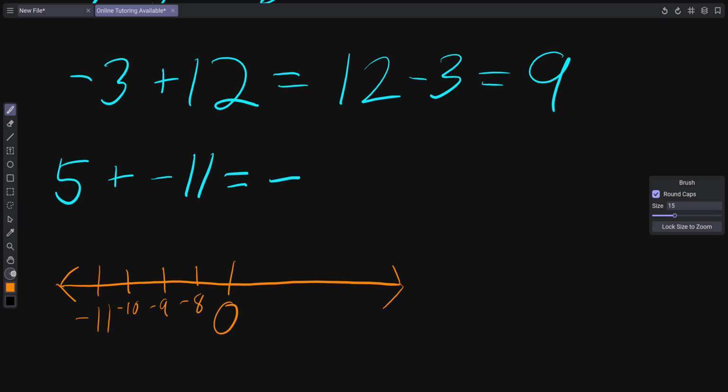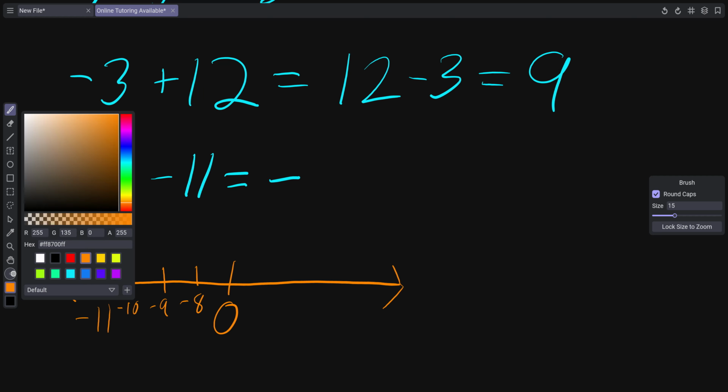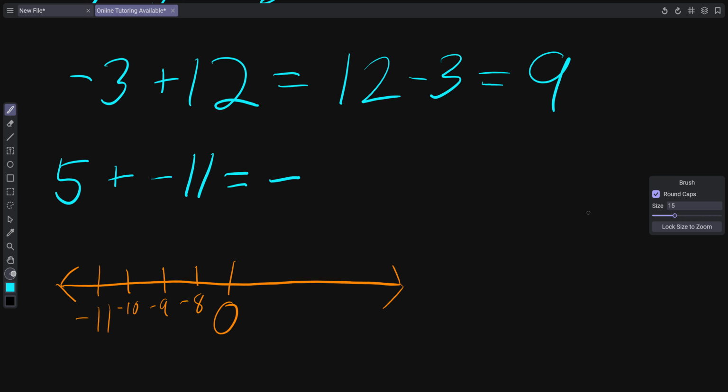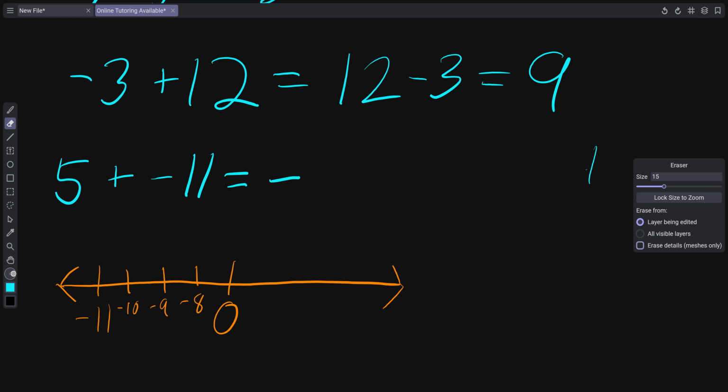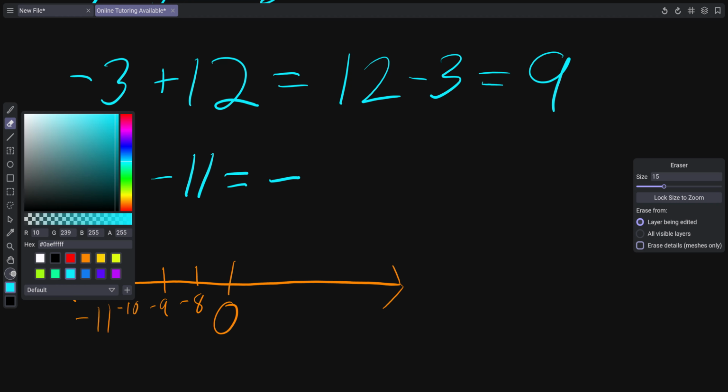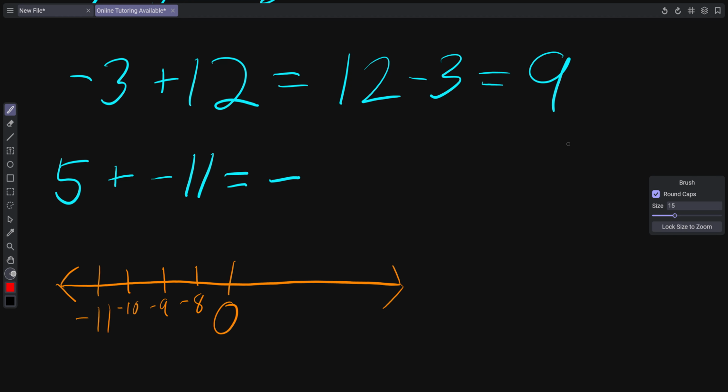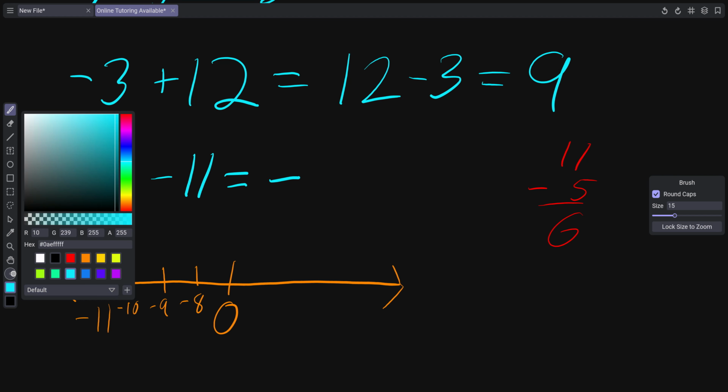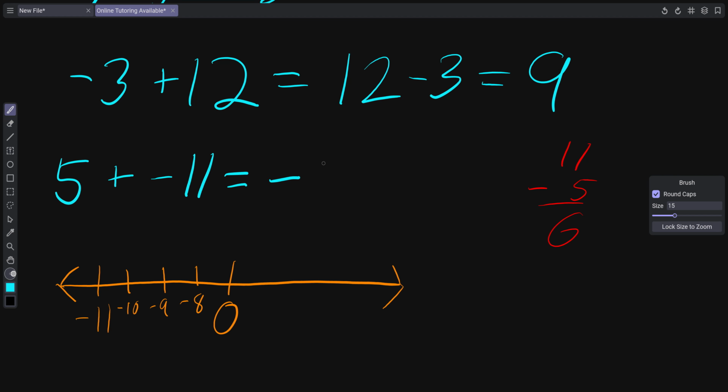So what do we do? Well, we can kind of think about it like subtraction, right? If we were to take 11, well, I'll use a different color for this as well. Hold on. Use red. If we were to take 11 and subtract 5 from it, we would get 6. But we know the answer is going to be negative, so we can actually just write negative 6 here, and that would be our final answer.